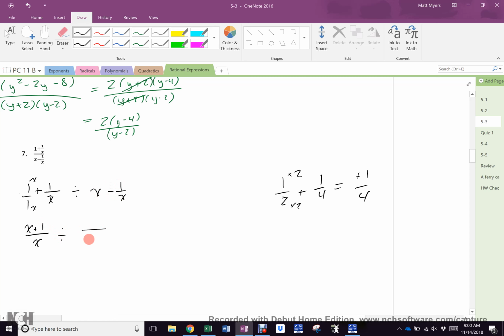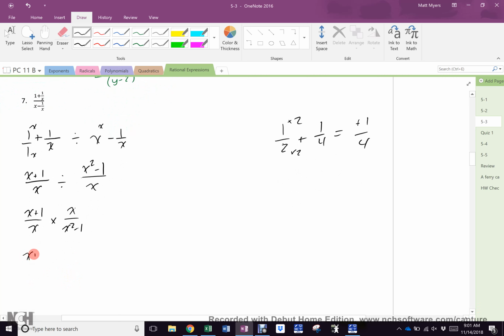Divided by, what's this guy? What's the common denominator? X. Did this guy have x? Yeah. So what do I have to multiply this guy by? X. So it's x squared minus 1, correct? Now, what do I do when I see divided by a fraction? Flip it. So it's x plus 1 over x times x over x squared minus 1, yeah? Now, what? Simplify everywhere I can. X plus 1 over x times x over x plus 1, x minus 1, correct?